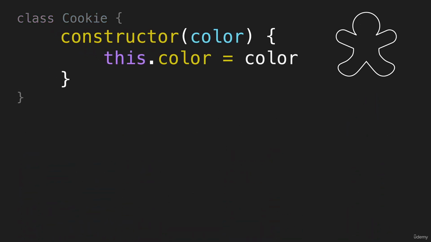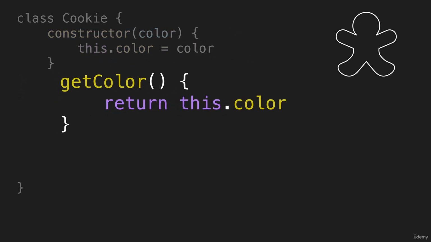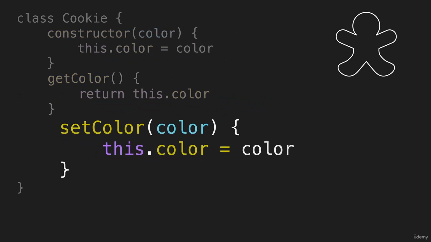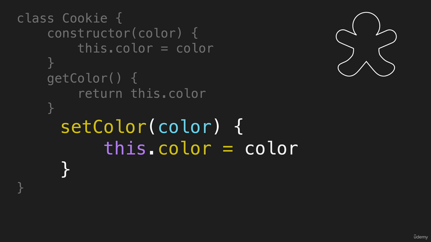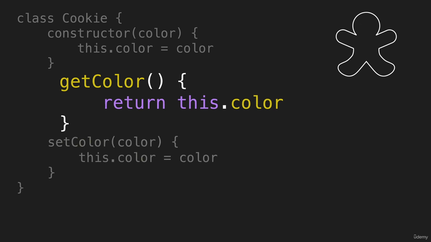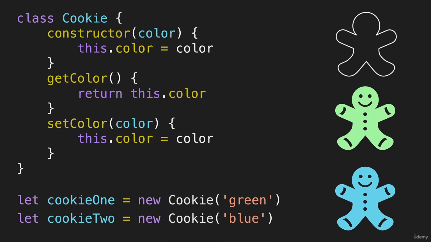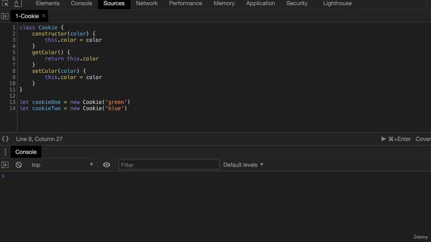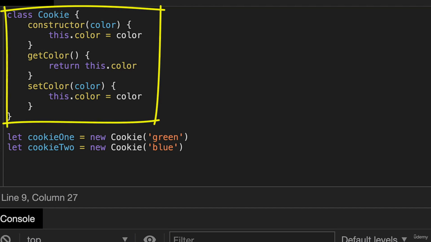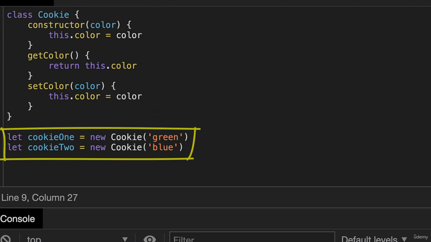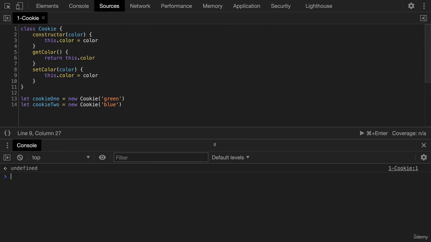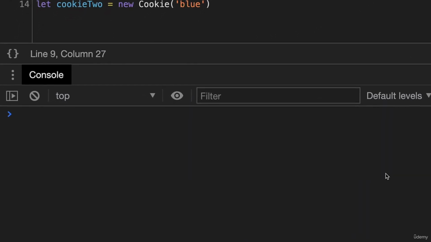So far, we have created a constructor, but now we are going to create getColor and setColor. And these are the two broad categories of methods that you create. They are getters and setters. So let's bring our cookies back here, and let's look at all of this code in DevTools. So there is our simple class and the creation of our two cookies. I'm just going to run this and clear this, and then zoom in at the bottom here.